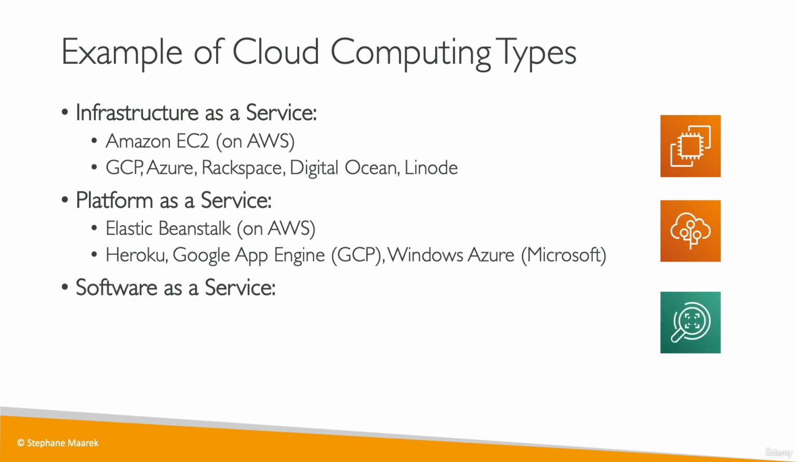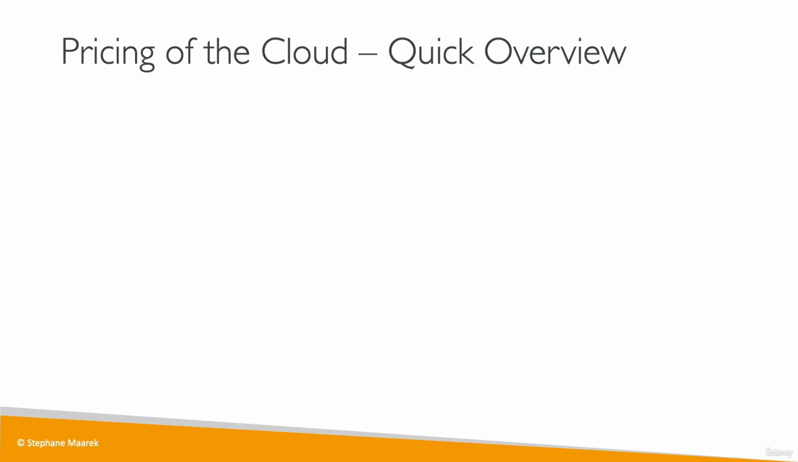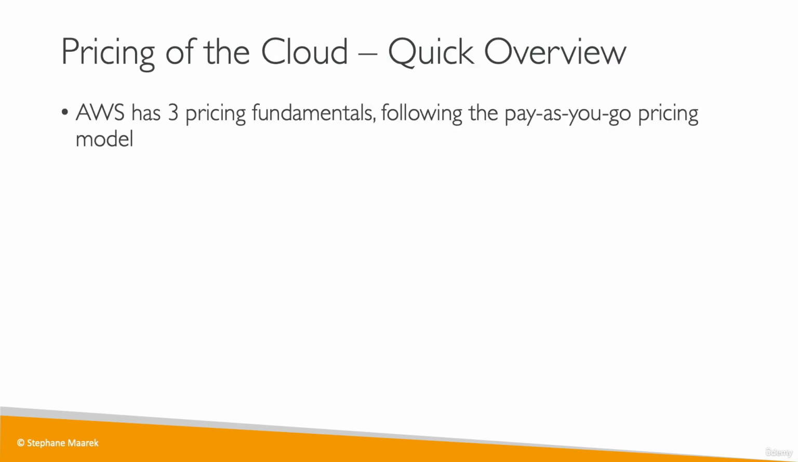For Software as a Service, we'll also have this on AWS that represents many services of AWS, for example, Rekognition, when we want to do some machine learning. But we've been using it as well in the real world with Google Apps such as Gmail or Dropbox or Zoom for your meetings. So the clouds have different flavors, but one thing that is common is that the pricing is very different from what you know.